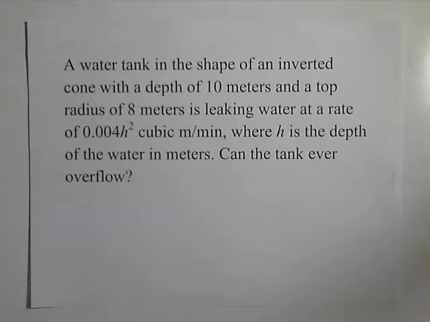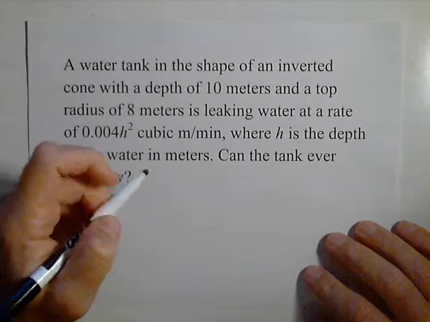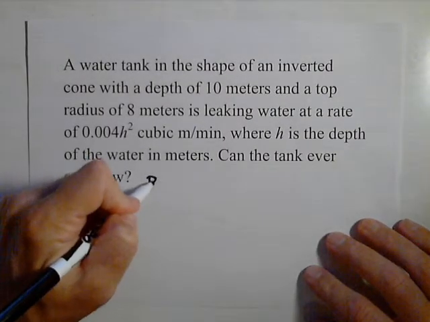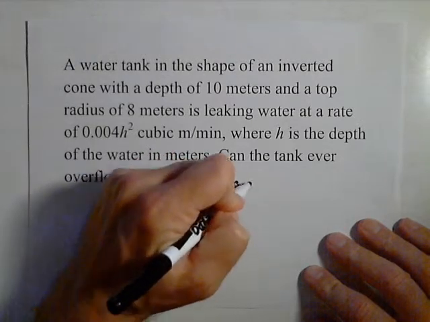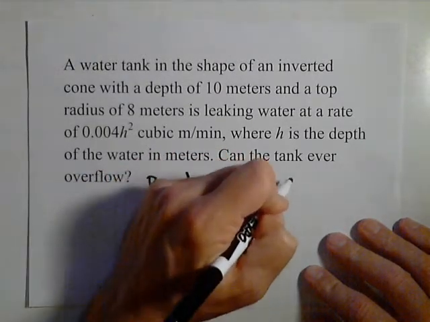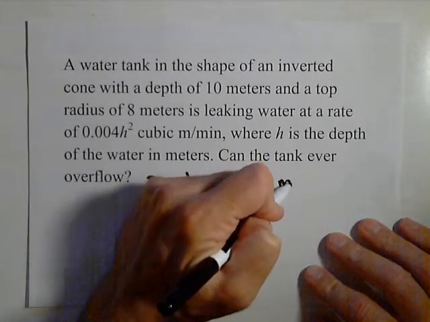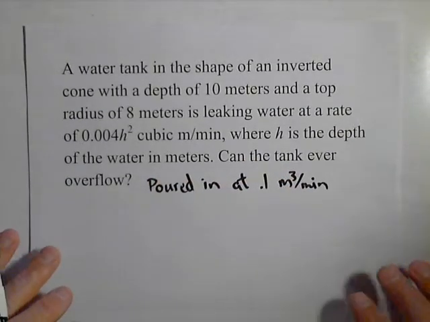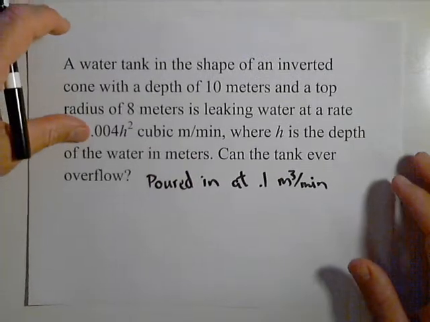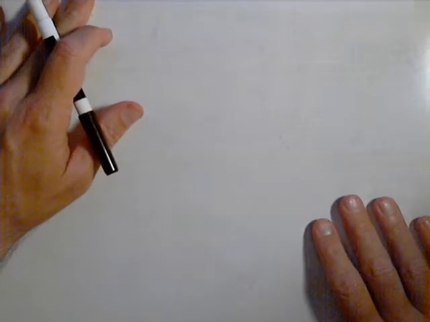Well, there's something I forgot in this problem. Water's also being poured in at 0.1 cubic meters per minute. So let's take a look at how we can approach this as a related rates problem. And so we need to take our knowns and our unknowns, and I'll bring the problem back as needed.